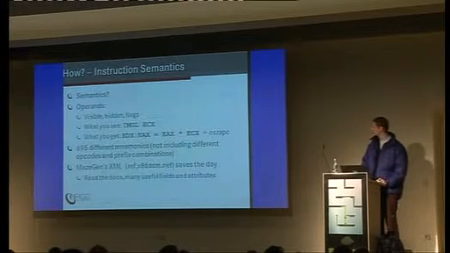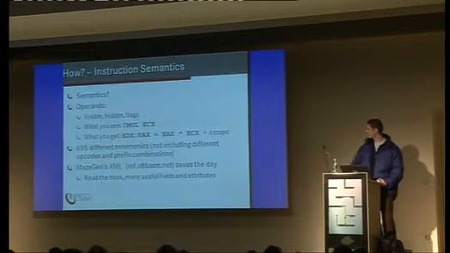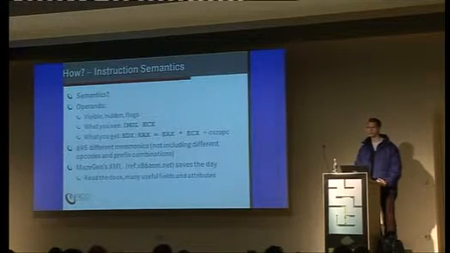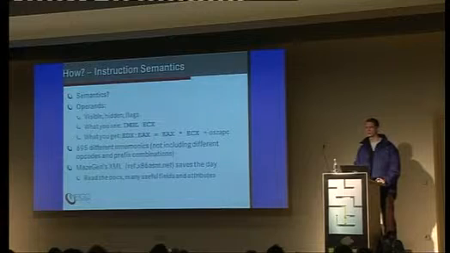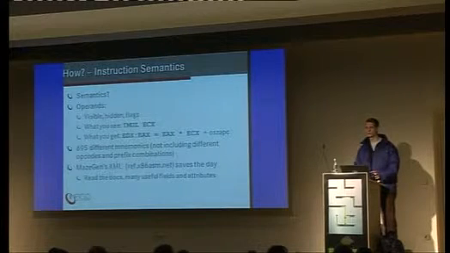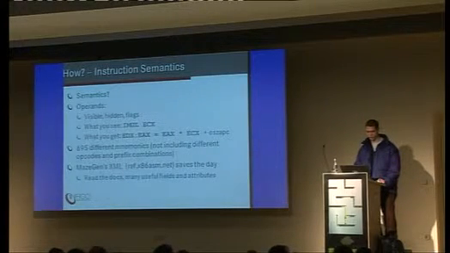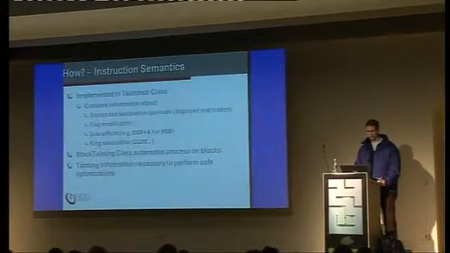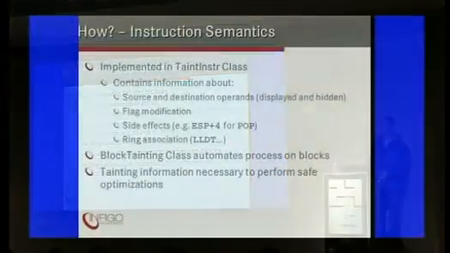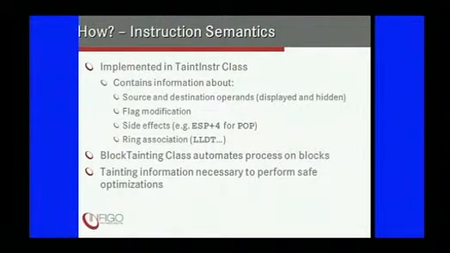Around 700 instructions are currently supported, and I use MageGen's XML that contains all the x86, 32-bit and 64-bit opcodes and all the hidden and regular operands. So instruction semantics is implemented as taint instruction class. For each instruction you get taint sources and destinations. This includes all the operands, hidden and visible, and all the flags: modified, read, and set to a constant value.